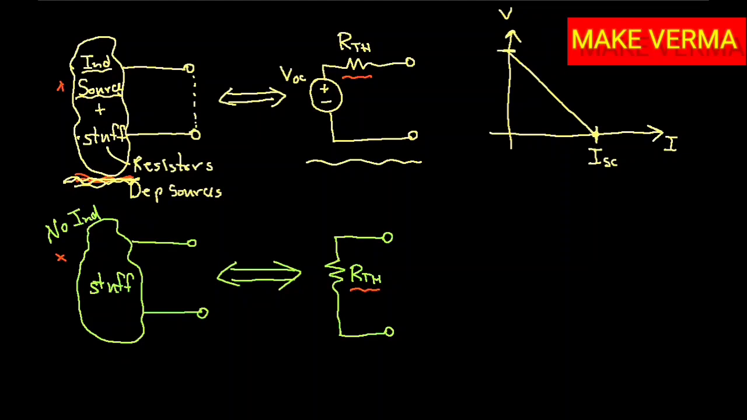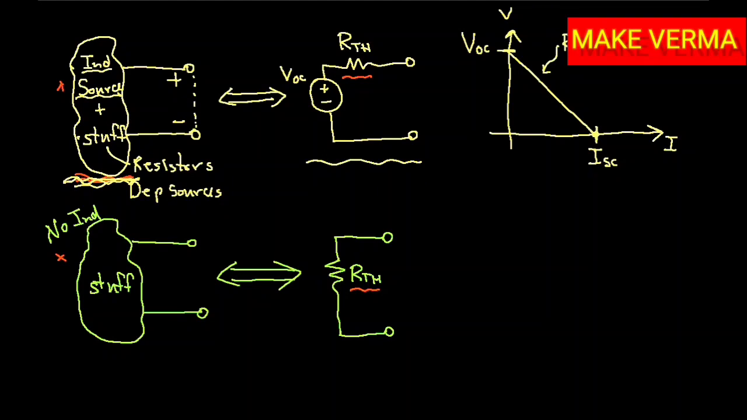This voltage, that is the voltage where the current is 0, is called VOC. This stands for the open circuit voltage. And this is the voltage that you get between these two terminals when you have nothing connected to them. The slope of this line is the Thevenin resistance.